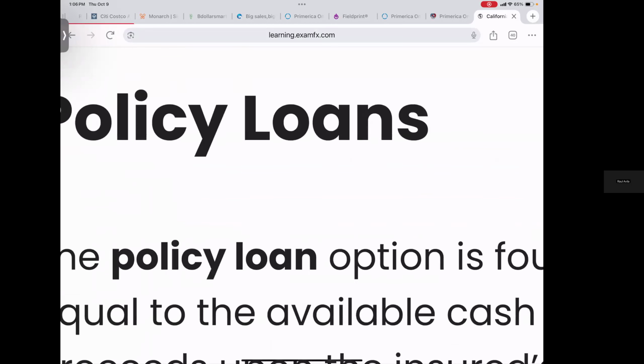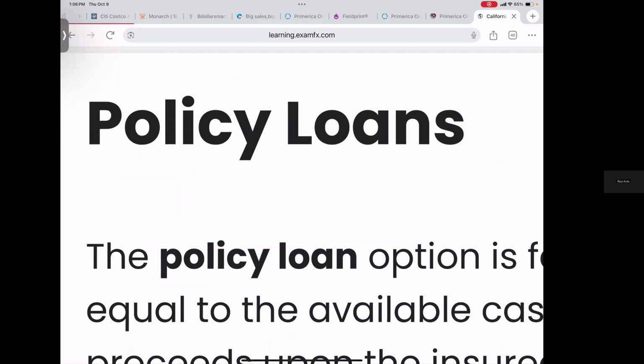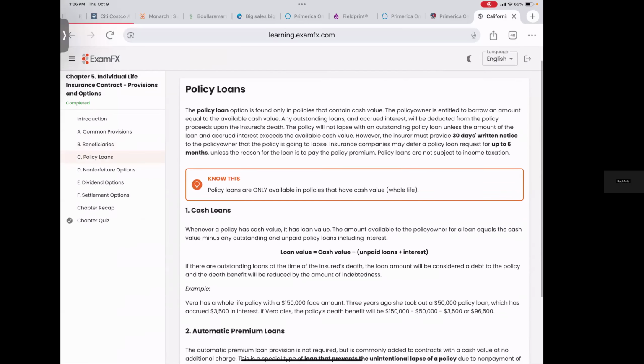Policy loans means you pull out money from the cash value. Remember that? Does term insurance have cash value? No. How about whole life? Universal life? Variable universal life? Anything that has universal life has cash value, just to keep it simple, okay?